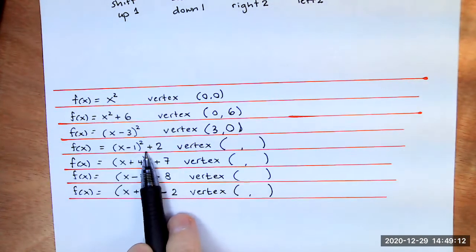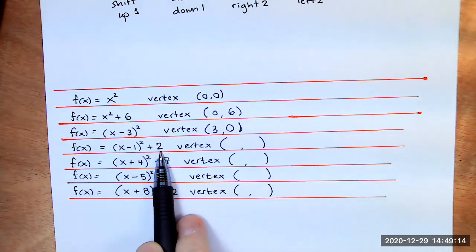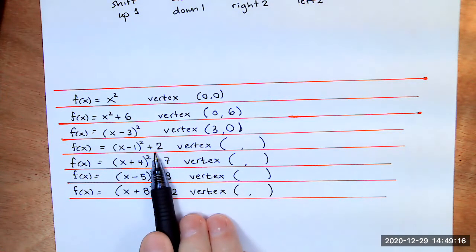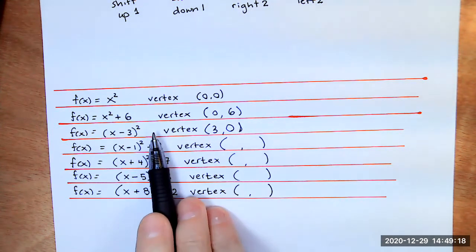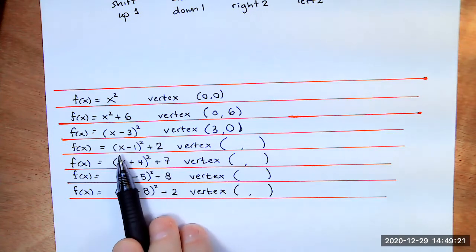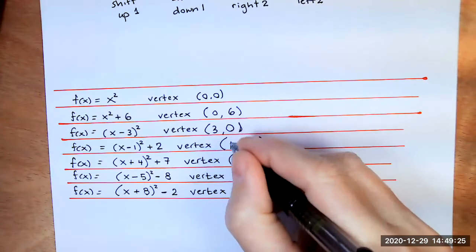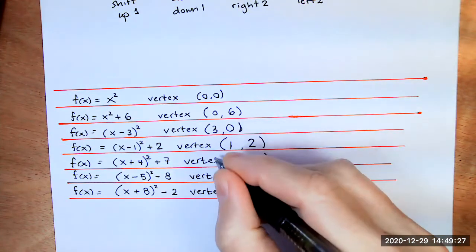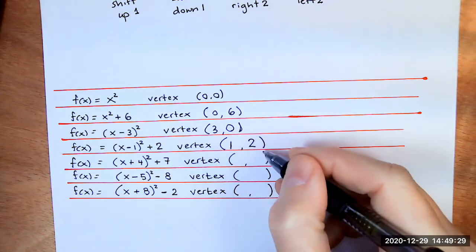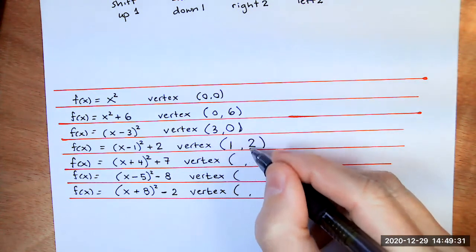If you have 2 things happening at once, then it's just 2 shifts. So the plus 2 on the outside means that it goes up 2. Minus 1 on the inside means that it goes to the right 1. So right 1, up 2 means the vertex is now at 1, 2.